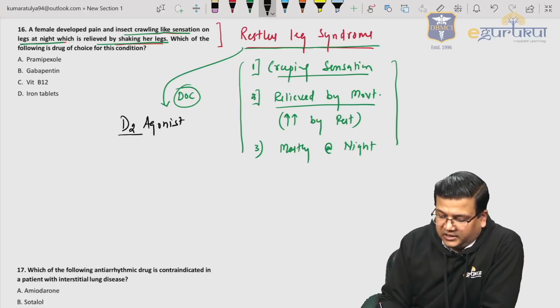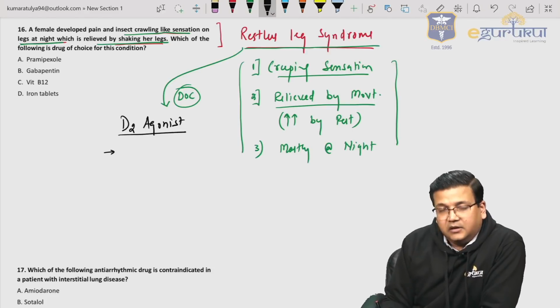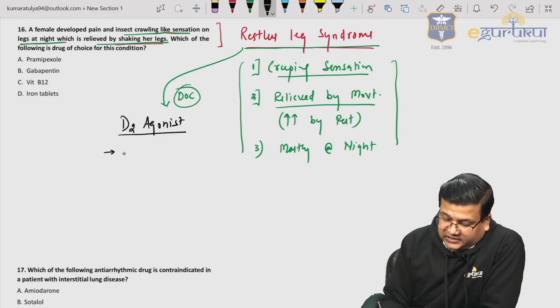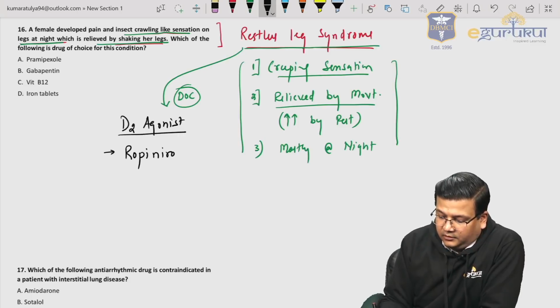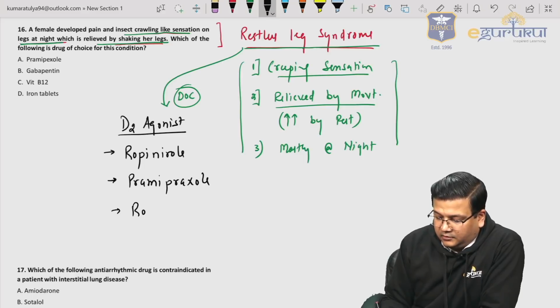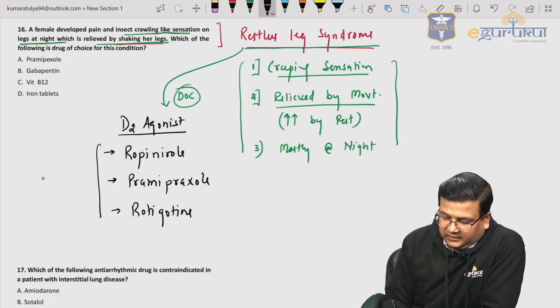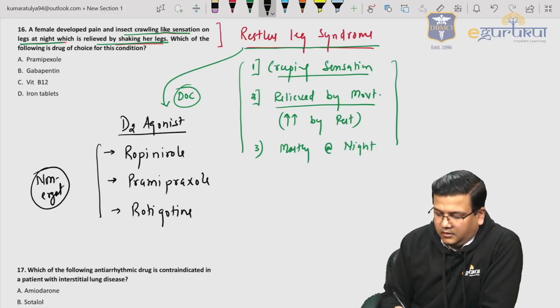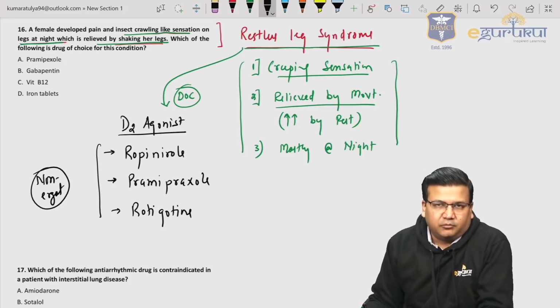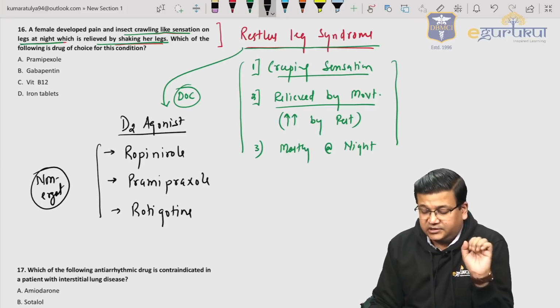D2 agonist, and which D2 agonist? We could have the non-ergot derivative D2 agonist like ropinirole, pramipexole and rotigotine. These are three non-ergot dopamine agonists which are mostly preferred as drug of choice for this condition.